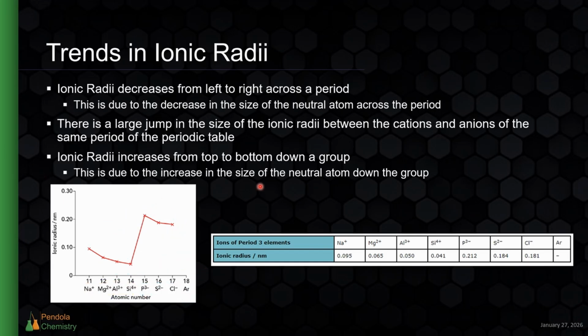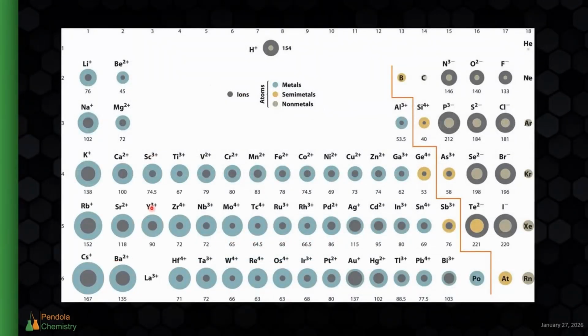So let's look at a visual representation of this. We can see that in numbers here, and we can see it graphically here. But let's look at this visually, right? A visual representation. So here we have group 1 elements and their ions. We can tell here the ion is in gray, and then in the colored circle is going to be the atom, the neutral atom. The blue ones are metals, yellow is semi-metals or metalloids, and the beige is non-metals.